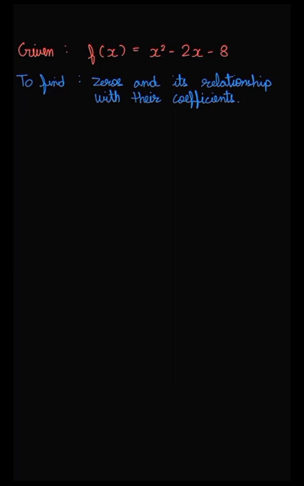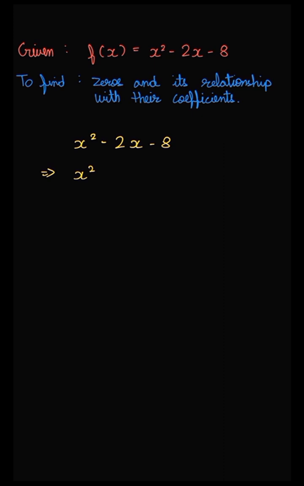Hello everyone, so here we are given this function and we have to find the zeros of this function and the relationship of zeros with its coefficients. So for that we first need to factorize the given equation, where the given equation is x square minus 2x minus 8. This is a quadratic equation.